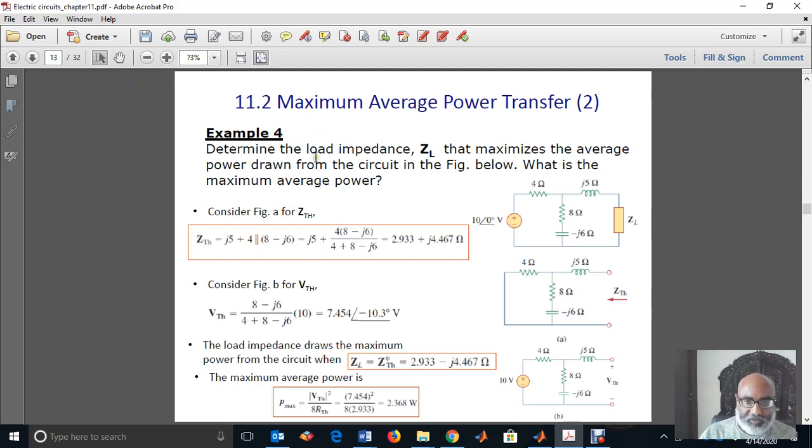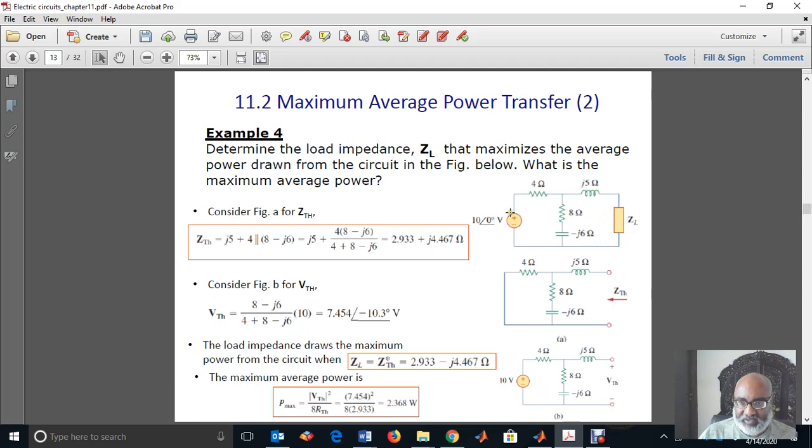Example 4: determine the load impedance ZL that maximizes the average power drawn from the circuit in the figure below. What is the average maximum power? Now I have here a source and a load. We need to find the load impedance that maximizes power transfer from the source to the load. And it's obvious ZL should be equal to Z Thevenin conjugate. So we need to find Z Thevenin.